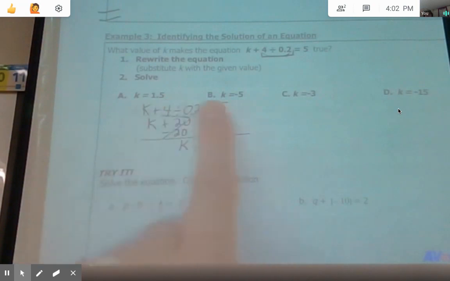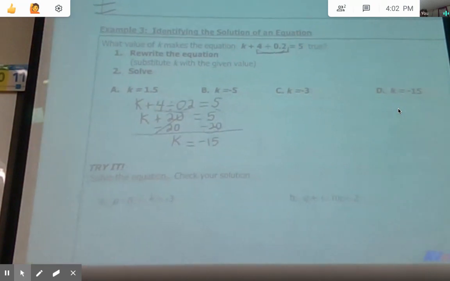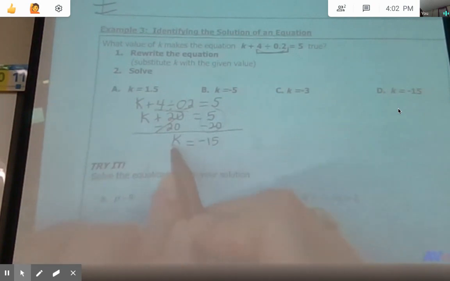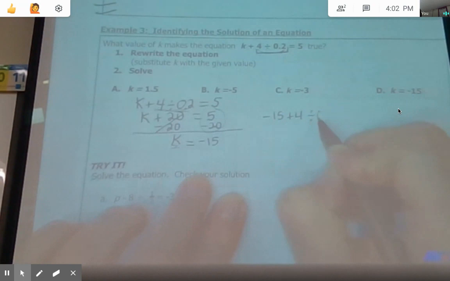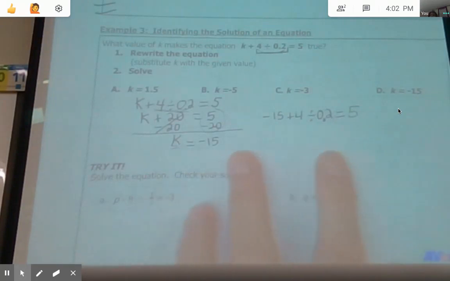And I'm looking at my answers here, and I do see negative 15 over here for D. But I'm not going to circle it yet because I'm not quite sure that I did all my math correctly. So I'm going to take the value that I found for k and insert it back into this equation. Negative 15 plus 4 divided by 2/10 is 5. So I know what the value on the right-hand side of the equation is.